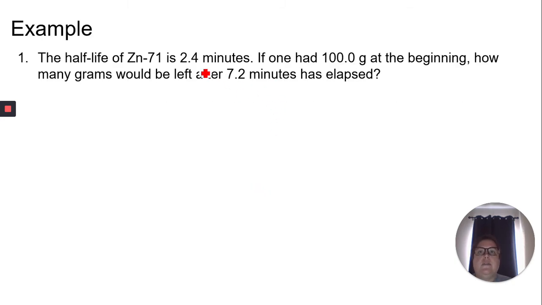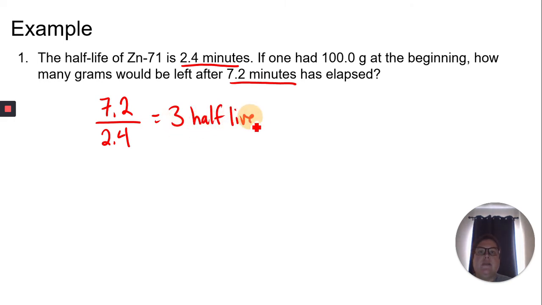In this example, we have 2.4 minutes and 7.2 minutes. So we're given 2 time values. So we're going to divide those. 7.2 divided by 2.4 is 3. So there were 3 half-lives that took place. So then we're going to take our amount and we're going to divide it in half 3 times.